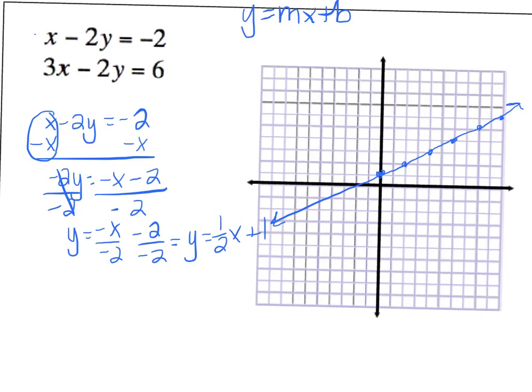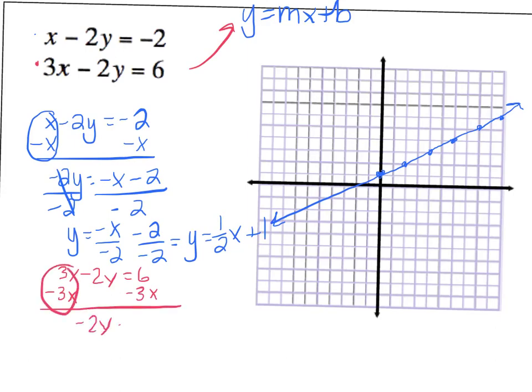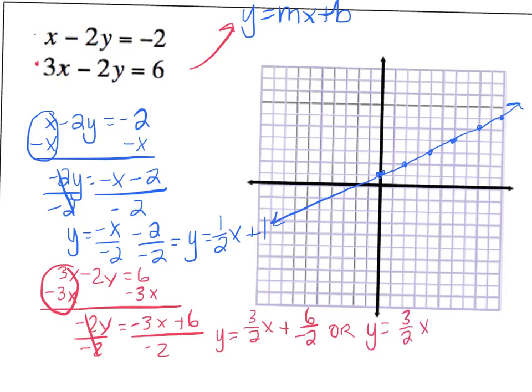Okay, so then I'm going to move on to the next one, get it into that important form, y equals mx plus b. So I've got 3x minus 2y equaling 6. I'm going to subtract 3x from both sides, and I'm left with negative 2y equaling negative 3x plus 6. Last step, divide by negative 2, and y equals positive 3/2 x, since I have a negative and a negative, plus 6 over negative 2, so I could write that as y equaling 3/2 x minus 3, or plus negative 3, however you want to look at it.